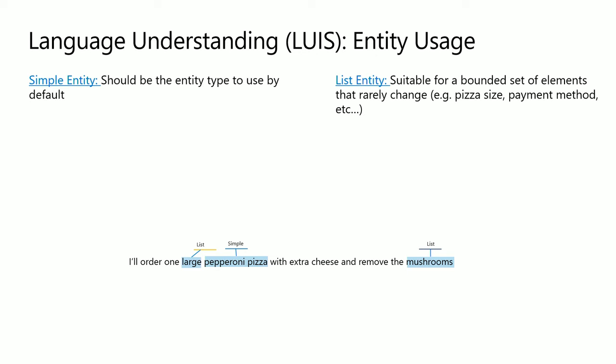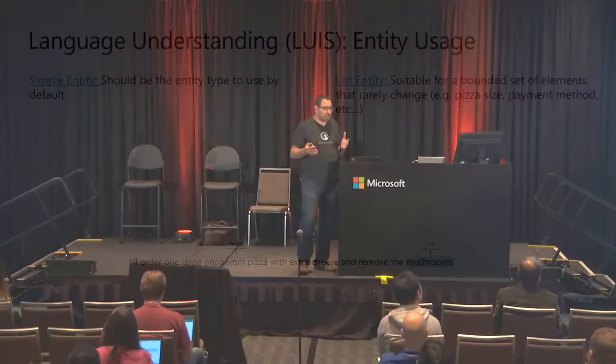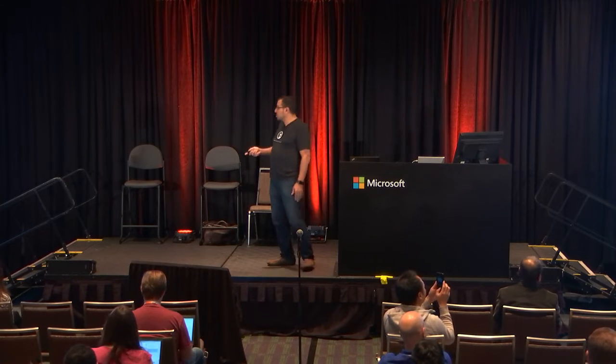In some cases, when you have a very small and bounded list, for example payment types, delivery or pickup, these are very bounded, or pizza sizes. They're not going to change. Pizza sizes are not going to change every day, and they're very limited. And you can actually account for the different ways that people can express them. So a list entity would be very helpful for you. It does an exact match.